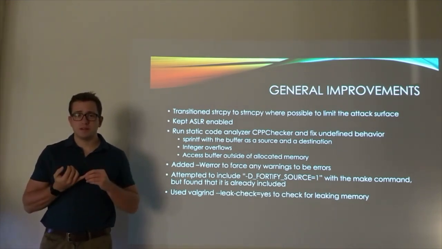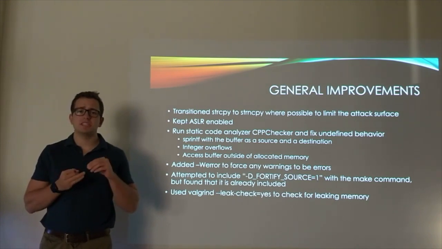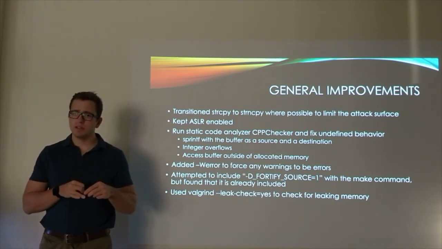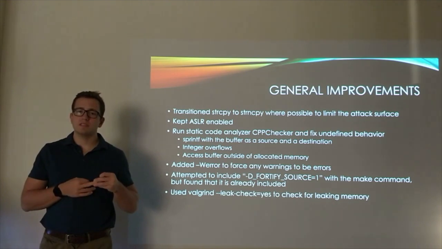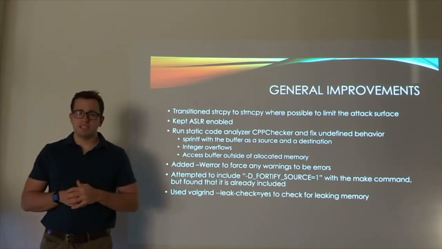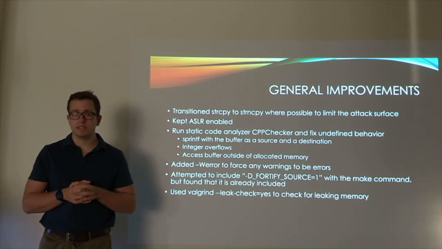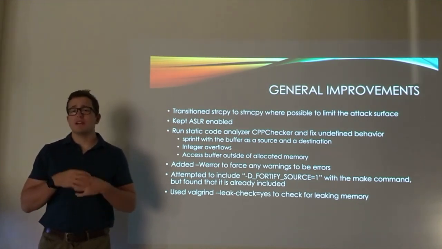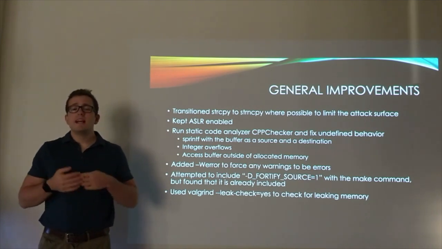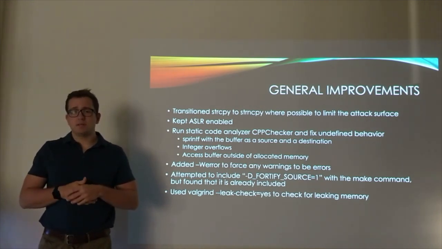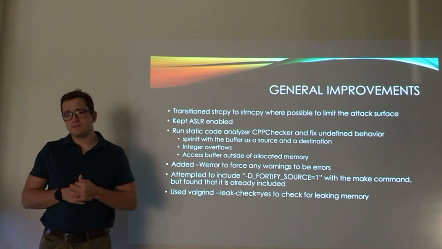This included sprintf with the buffer as a source and a destination. It pointed out some integer overflows, and it also pointed out access to a buffer outside of its allocated memory. I added -Werror to force any warnings to become errors to keep the source code from compiling unless all the warnings were fixed. I attempted to fortify the source code in the make command, but found that it was already included. In addition, I used Valgrind to check for memory leaks and found none.